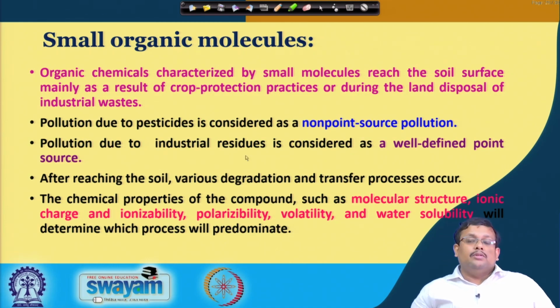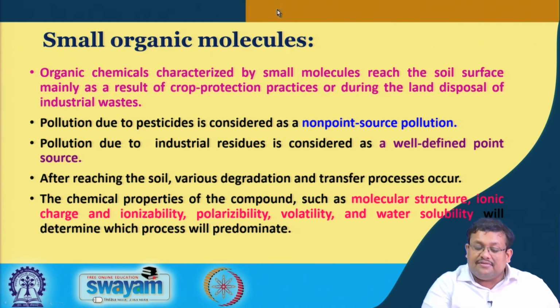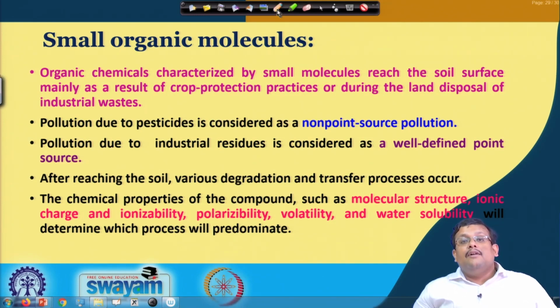Organic chemicals which are characterized by small molecules reach the soil surface mainly as a result of crop protection practices or during the land disposal of industrial wastes. Mainly this type of small organic molecules comprises the pesticides which we apply for our crop protection. These pesticides can further produce toxicity effects to the environment.